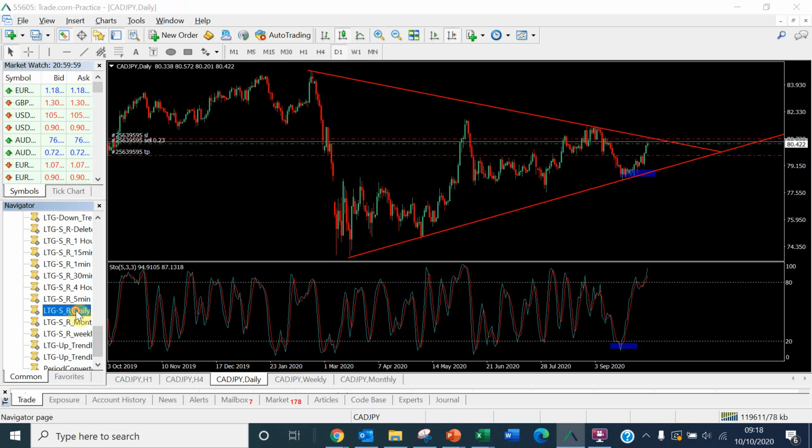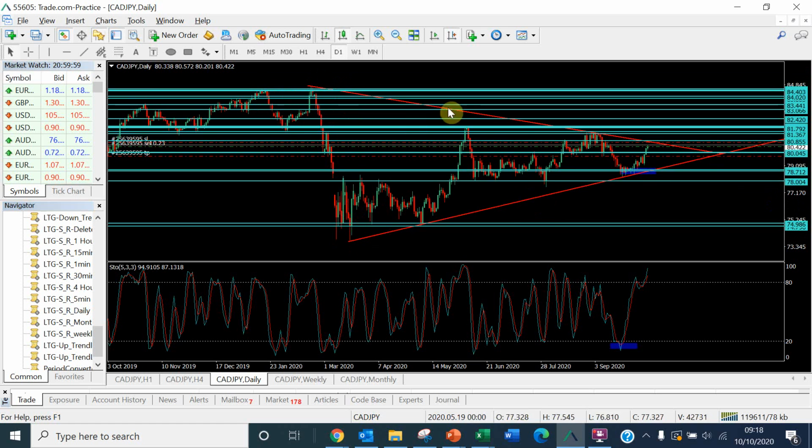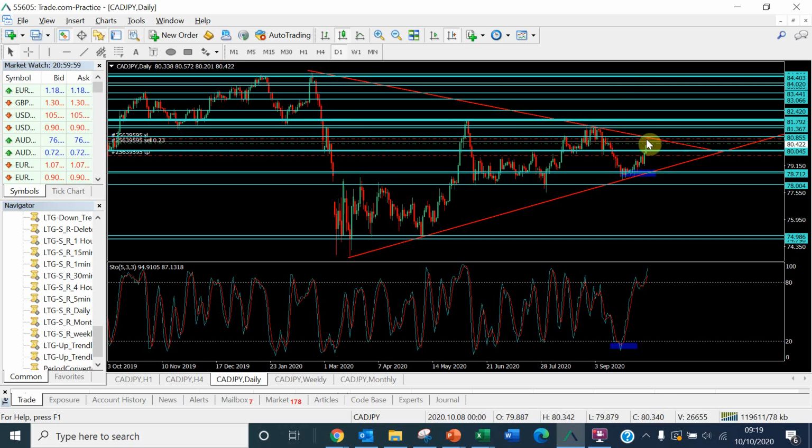Then I'll pop in the daily support and resistance as well. No need for trend lines. We can see that we've been in a ranging market on the daily for a while, so the stochastic, in my opinion, will be the most reliable indicator. You can use the RSI, which I do like to use, but I use it on lower time frames. As we're approaching this daily triangle resistance, our stochastic has gone into the overbought area.